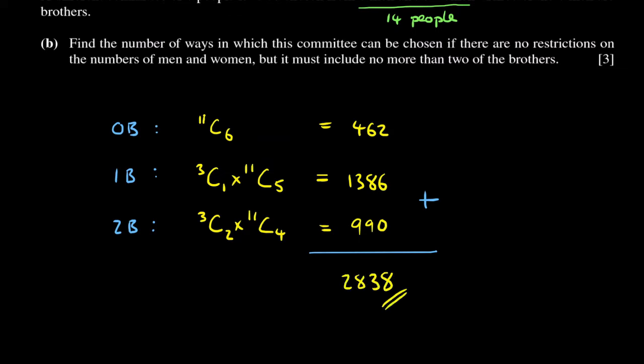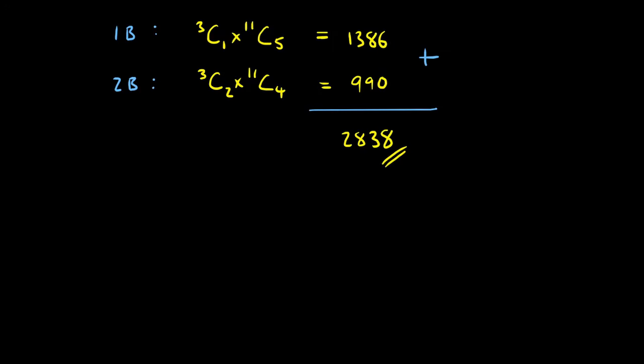Now, that's quite a slow way of doing it. So let's try to do it a little bit faster, because really what we've got is a third option to consider. The third option is, what if we had the three brothers all together? The way in which we can choose three brothers is 3C3, which is just one. And then the way we can choose the remaining is going to be 11C3, because we've got 11 people to choose from and we're choosing 3. And that is equal to 165.